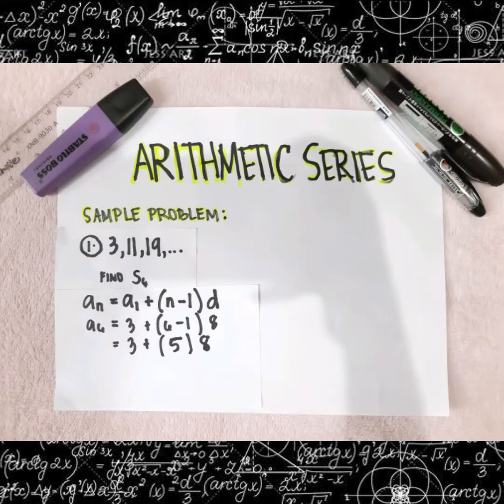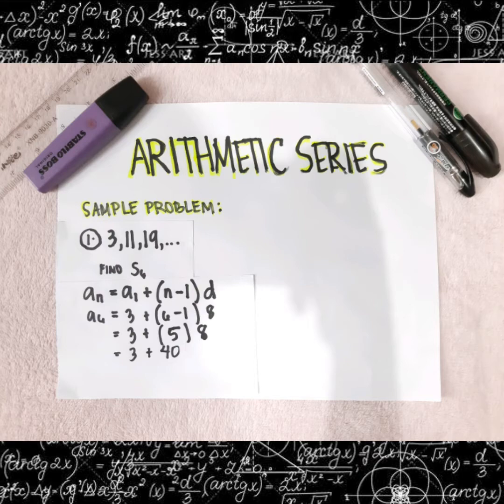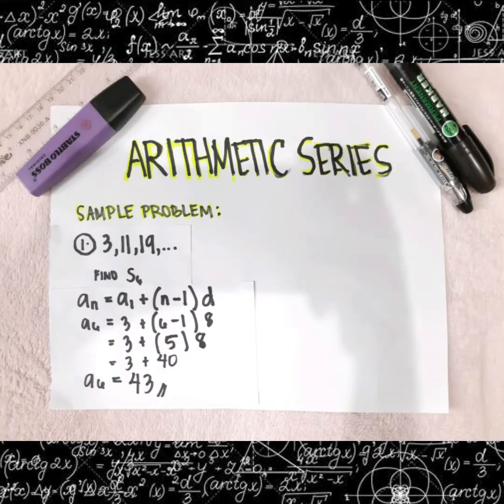6 minus 1 is equal to 5. 5 times 8 is equal to 40. 3 plus 40 is equal to 43. Now we have the value of our a sub 6.